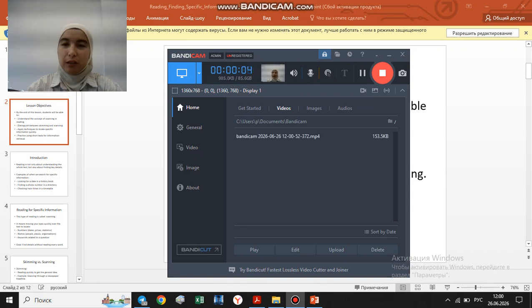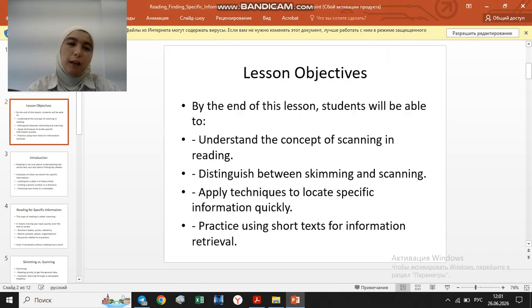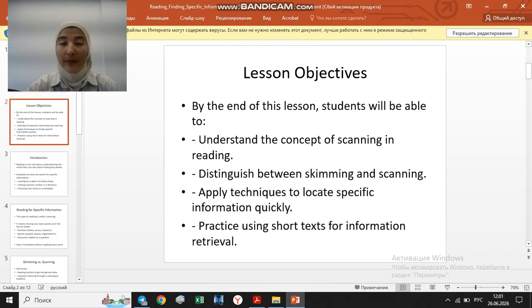We are going to continue on reading today with you. So today's topic is reading and finding specific information in text. I'm going to introduce you some objectives that are really essential in today's topic. By the end of the lesson, students will be able to understand the topic of scanning in reading. So you are going to distinguish between skimming and scanning.